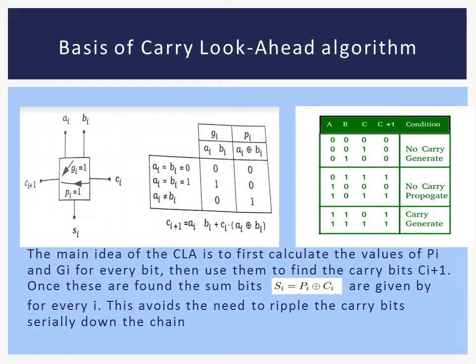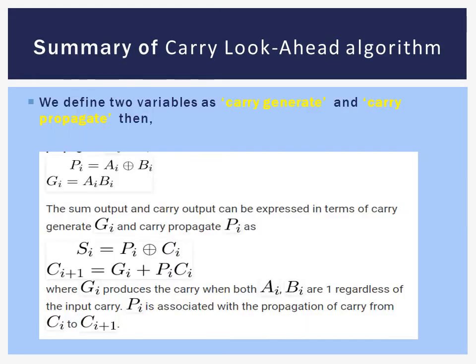So in summary, we can say that the carry look ahead adder's main idea is to calculate the Pi and the Gi for every bit. And once you calculate that, then from this equation you can calculate Ci plus 1. And once Ci plus 1 is calculated, separately you can calculate the sum, that is Pi exclusive OR Ci. And once you are getting Ci plus 1 and Si, then your adder design would be ready.